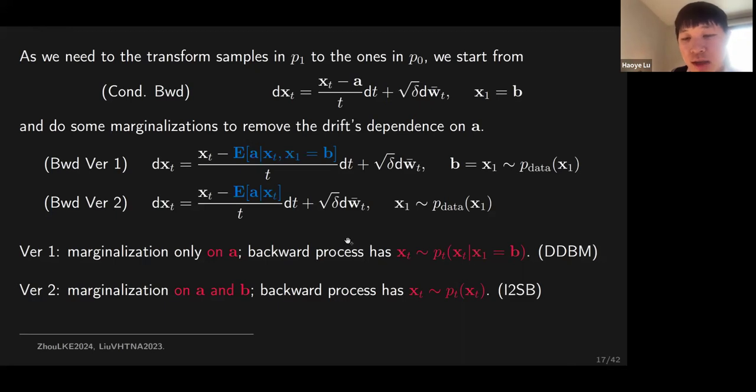Then in this case, we will have xt from some transition kernel conditional on that we start from some certain blurry image b. And in the second version, we basically do the marginalization over both A and B. And in this case, xt can be seen as a sample directly sampled from the completely marginalized distribution. And these two versions correspond to the DDBM structure and the image-to-image Schrodinger bridge structure, which are two famous papers about bridge models.